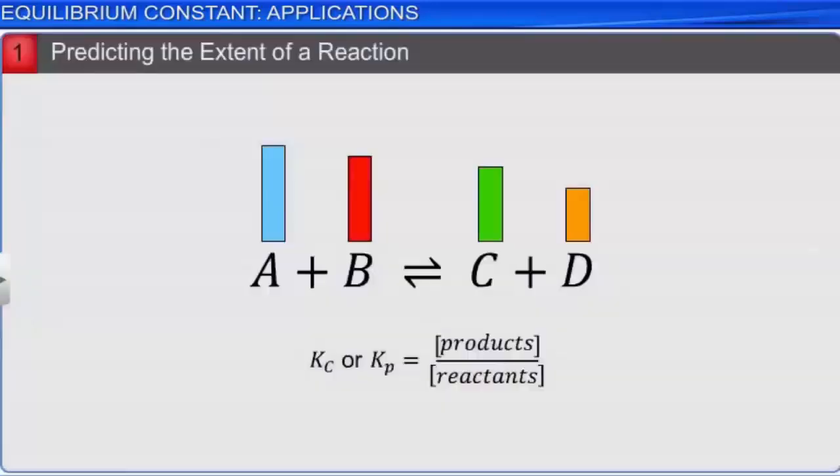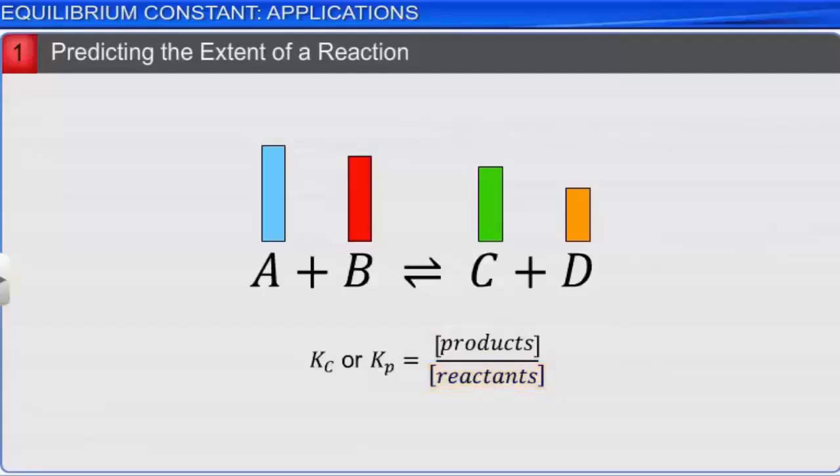The magnitude of the equilibrium constant provides a useful indication of the extent of a chemical reaction. You have seen that the equilibrium constant for a reversible reaction is equal to the product of the concentrations of the products raised to their respective stoichiometric coefficients divided by the product of the concentrations of the reactants raised to their respective stoichiometric coefficients.